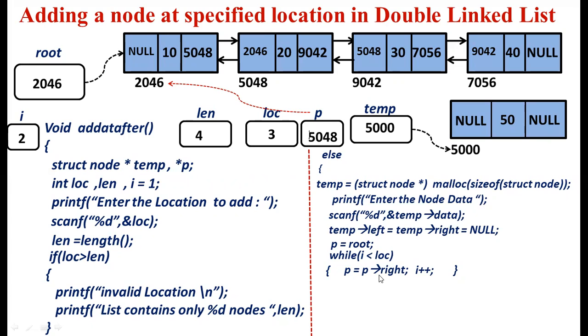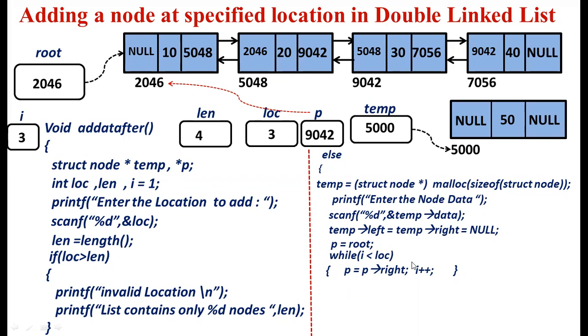So P is assigned with P to right. What is P? 5048. 5048 to right is 9042. So now P will be stored with 9042. Then again I plus plus. So I became 3. 3 less than location value 3: the condition is false. So when the condition is false, we come out of this while loop. We don't enter into this while loop.